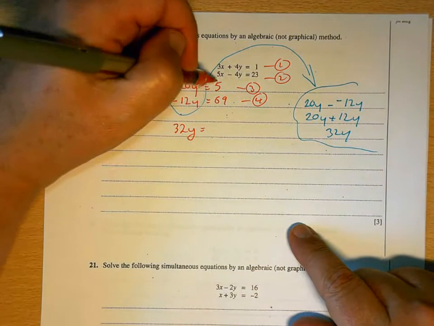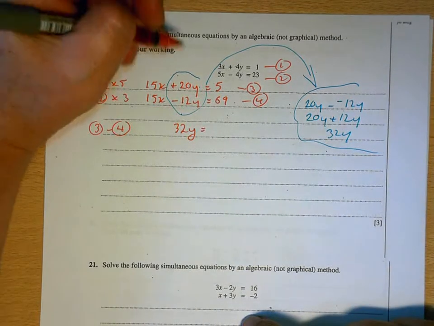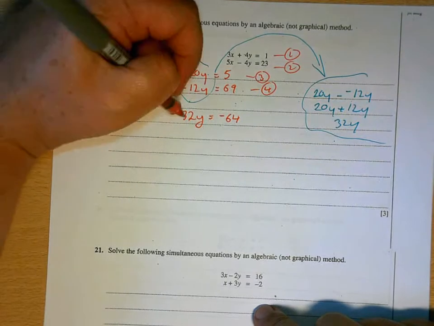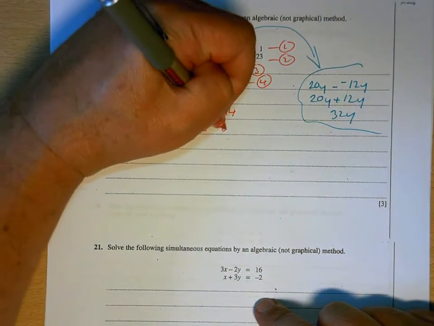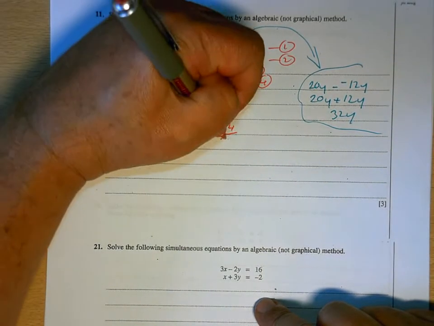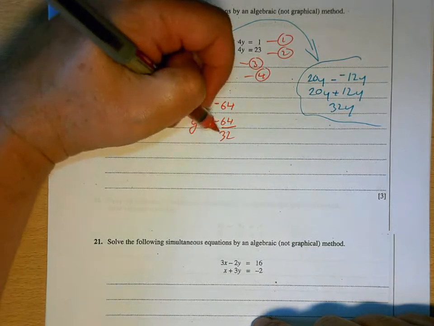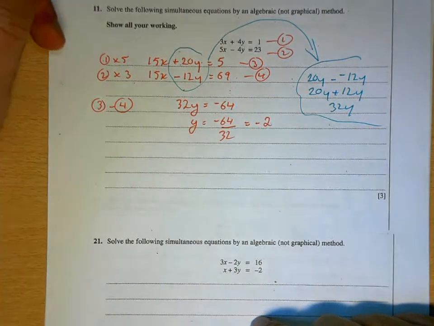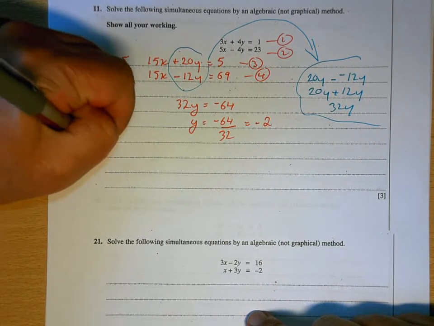is equal to, and it's 5 take away 69, which is negative 64. So 32y is negative 64. To get the y on its own, I have to divide by 32. 32 is into 64 twice. Signs are different. Answer is negative. So y is negative 2. I'm going to put that in equation 1.